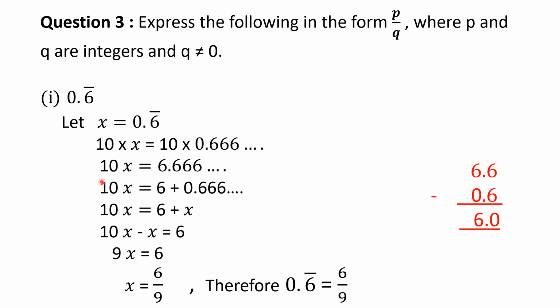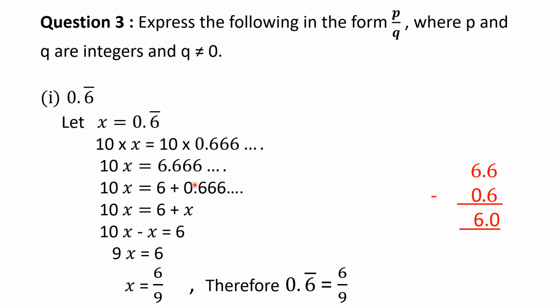Now 10x will remain the same till the last second step, and to this side we will solve 10 into 0.666 etc. Now it's 10 into, so the decimal point moves one place to the right, so it becomes 6.666 etc. Now 6.666 etc. is going to be split into two parts. In order to split, what do we do?